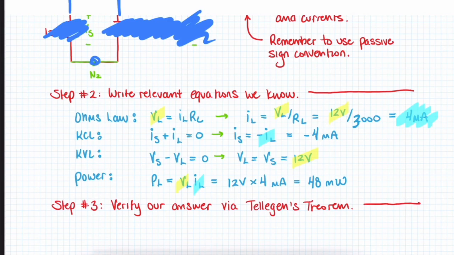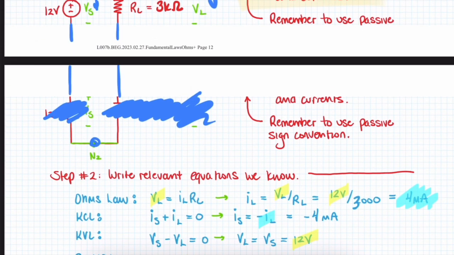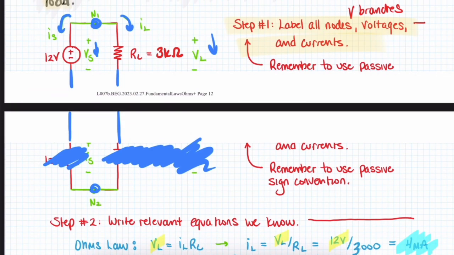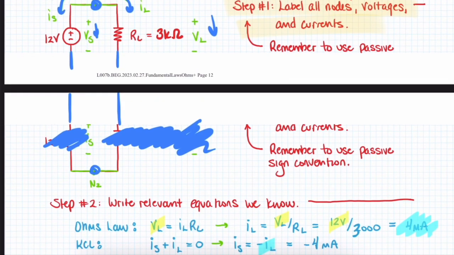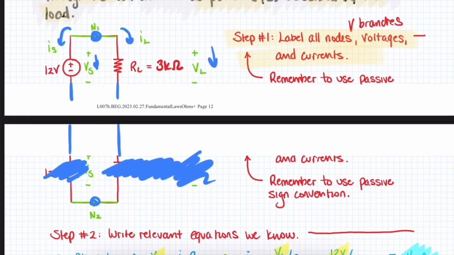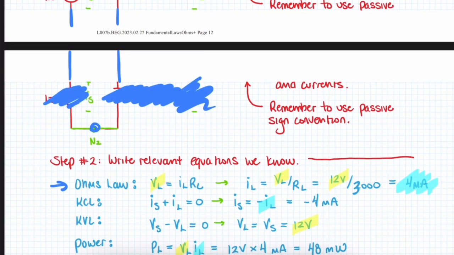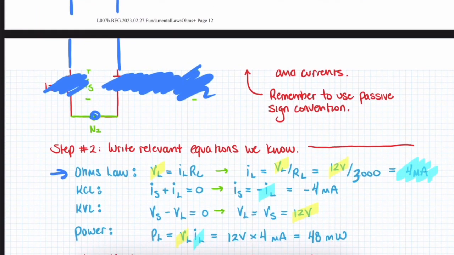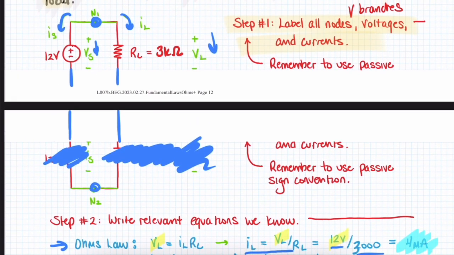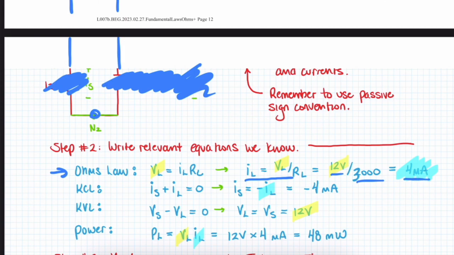All right, so let's take a look at what we have. We know that, I'm trying to get both on the screen at the same time. We know that VL is equal to IL times RL. And that makes sense because we obey the passive sign convention. And we can also say that IL is equal to VL over RL, 12 volts over 3,000 ohms. And that gives us 4 milliamps.